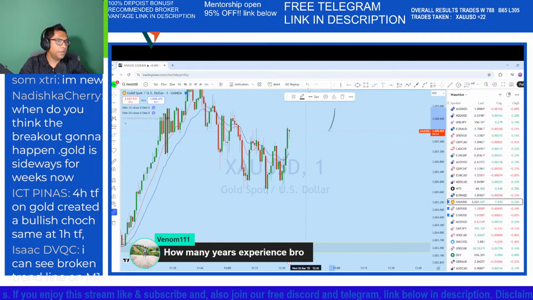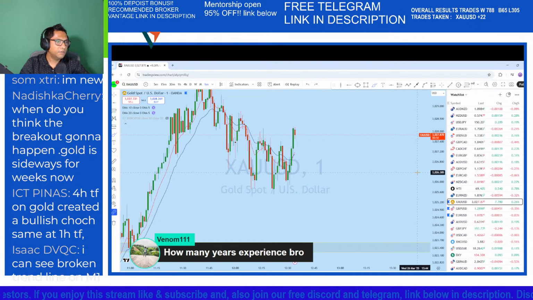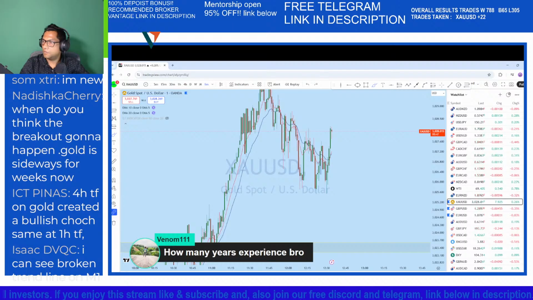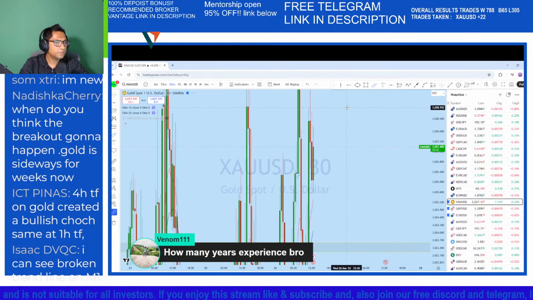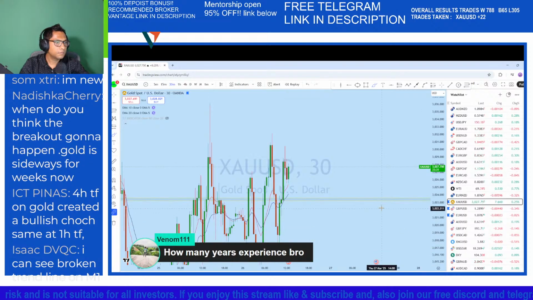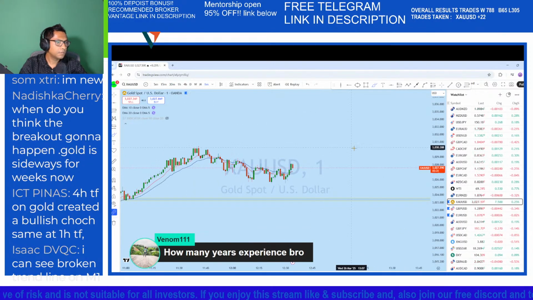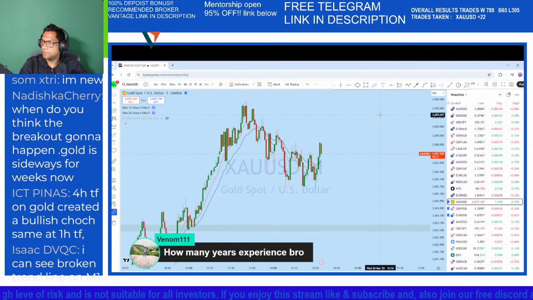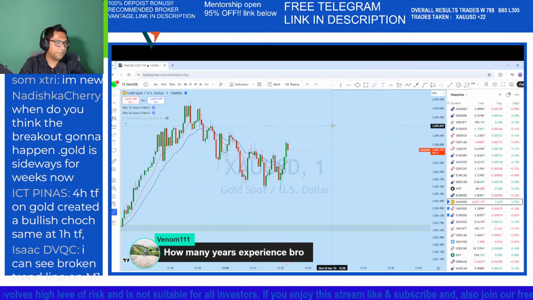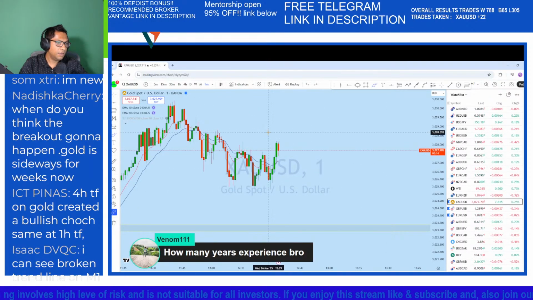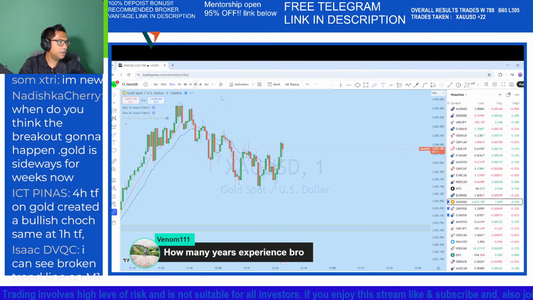So a complete breakout structure. I think that breakout structure is potential for an uptrend.